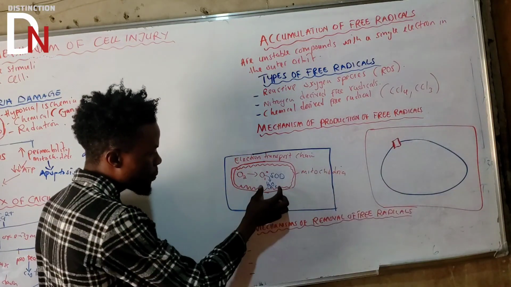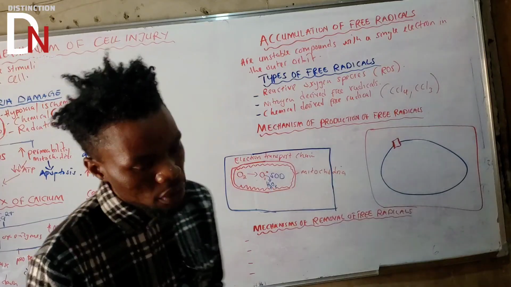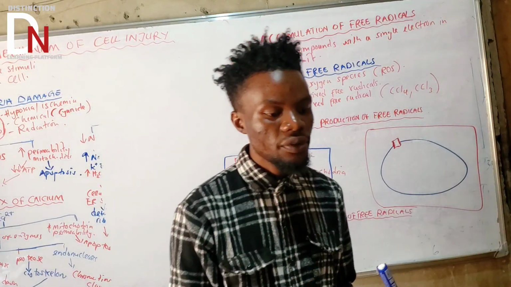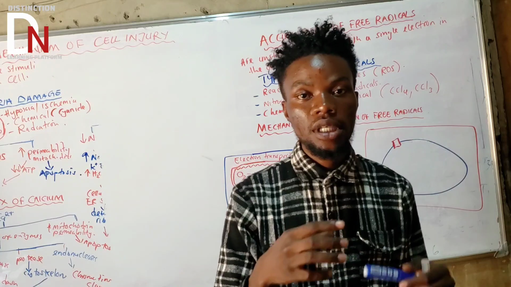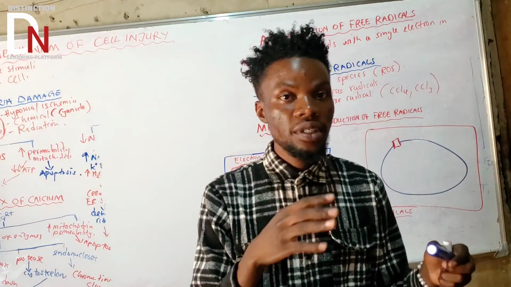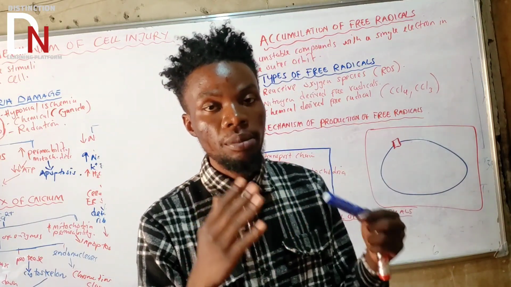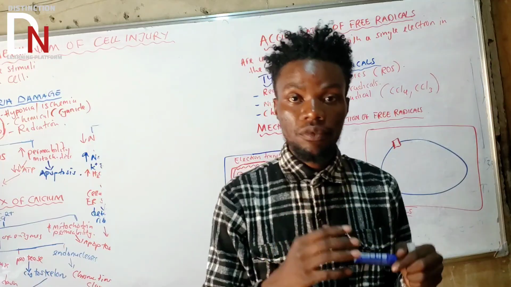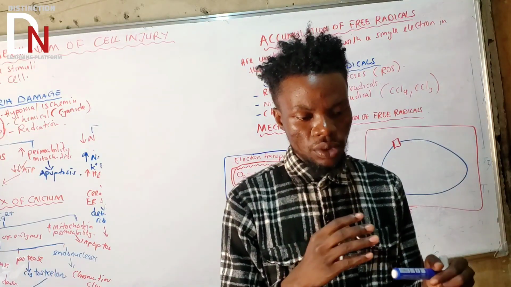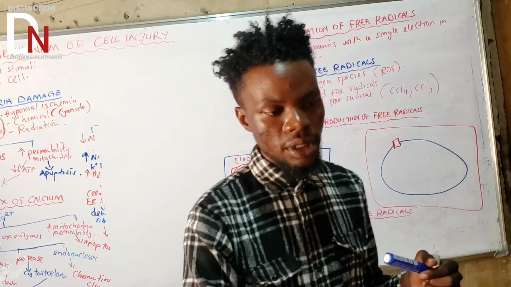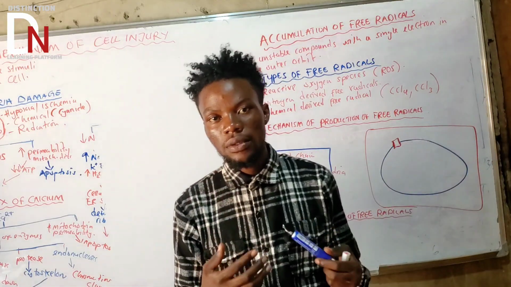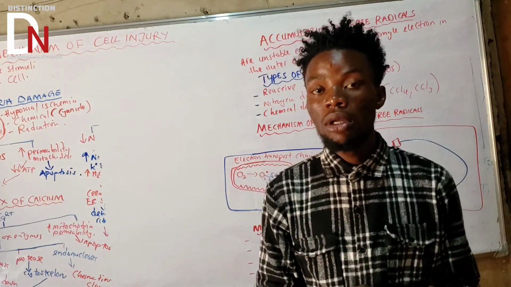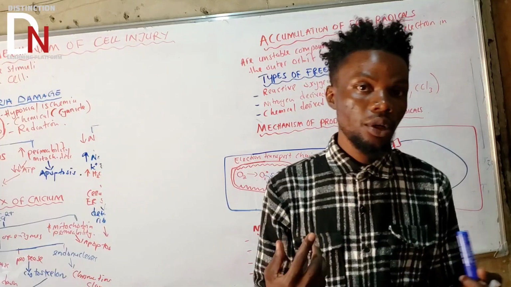Now if this happens, remember that this hydrogen peroxide, although it's a reactive oxygen species, is able to diffuse across biological membrane. Very, very important. The reason why it's able to diffuse is because it has to move out from the mitochondria and go somewhere where it can be fully converted into a molecule that is not reactive, which is maybe water.